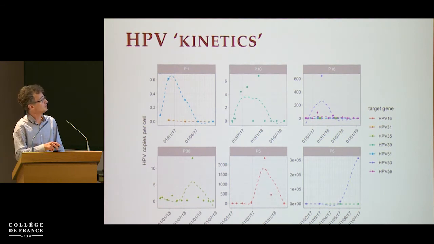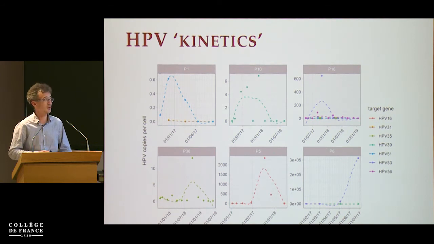But what you also see is that the pattern here is not a mechanistic model. It's just a spline going through the points, so it's more to visualize the pattern. But what you see is that in a lot of these participants, when we have a sufficiently long follow-up, we see an exponential increase followed by an exponential decrease. So typical of an acute infection that you would describe in many infections. So for us, it was really reassuring.